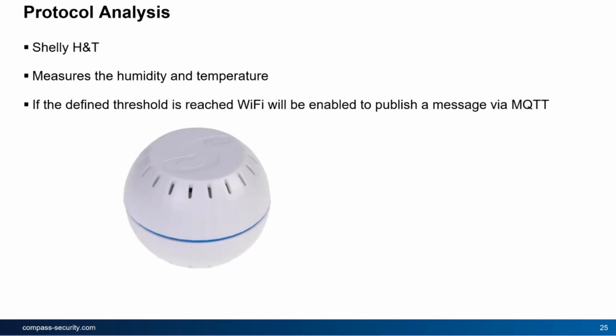So I'll quickly show you the devices that I looked at. The first one was a Shelly H&T for humidity and temperature. It just measures the values, and you have the possibility to define a threshold. For instance, if the temperature increases or decreases by 1 Celsius, then this device would enable the Wi-Fi module, connect to the broker, publish the new value, and then disable the wireless module again.